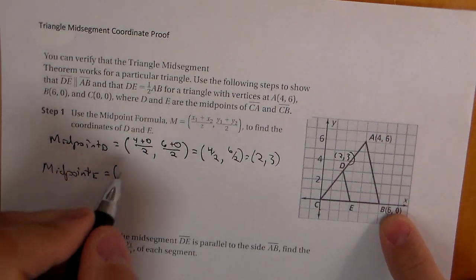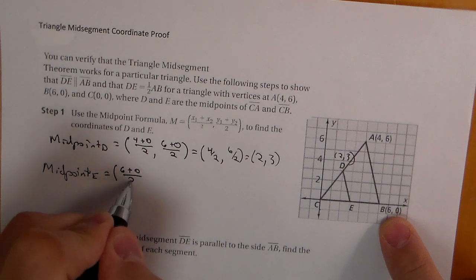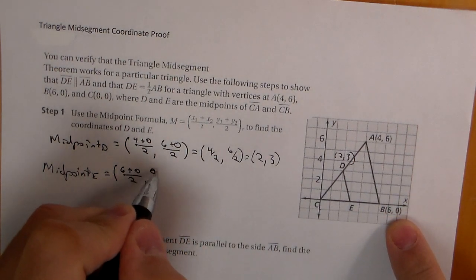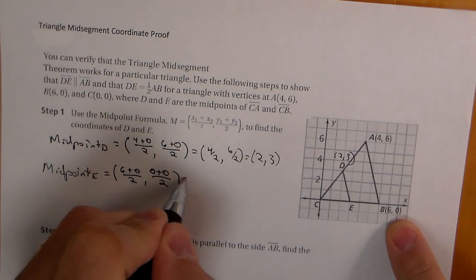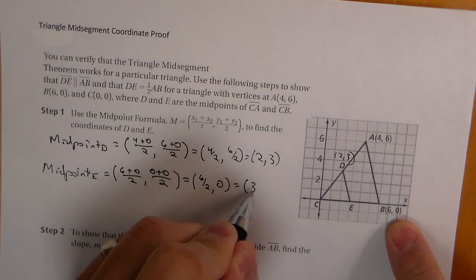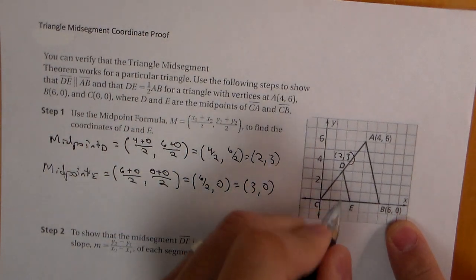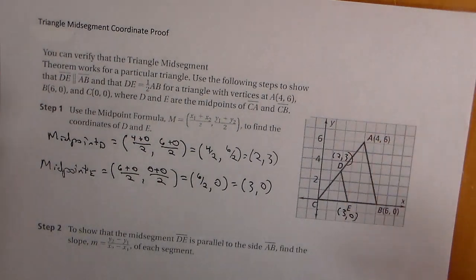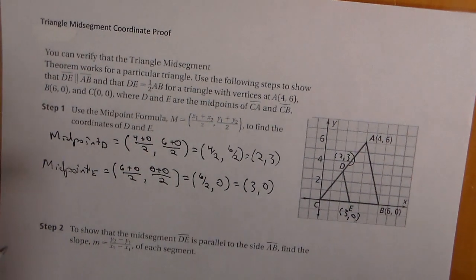Now for the midpoint of E, we're going to take our x values, which is 6 plus 0 over 2, and then our y values are 0 plus 0 over 2. So we get 6 over 2 and 0, 3, 0 is our coordinate here. Now we probably could have looked at the graph and seen that, but it's good that we confirm it with the midpoint formula.